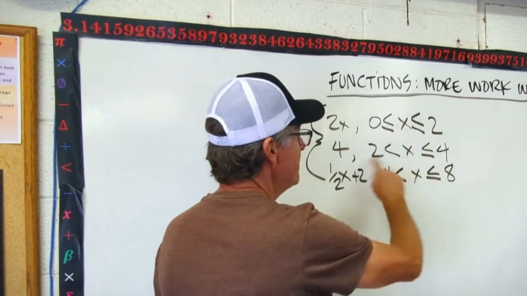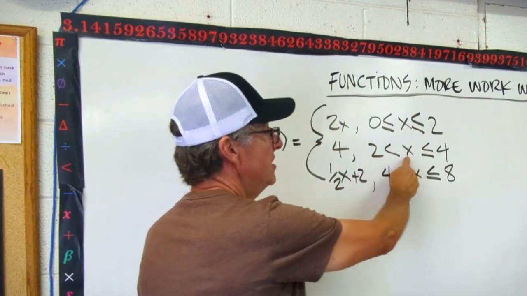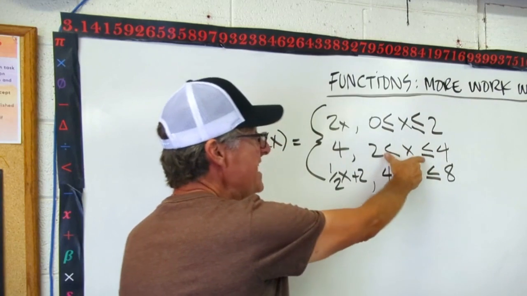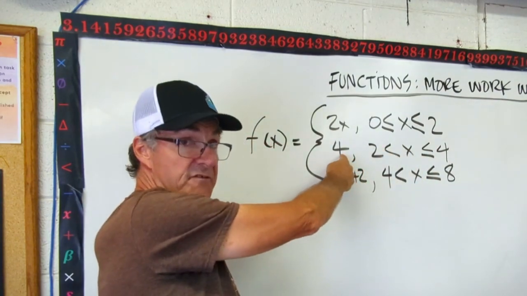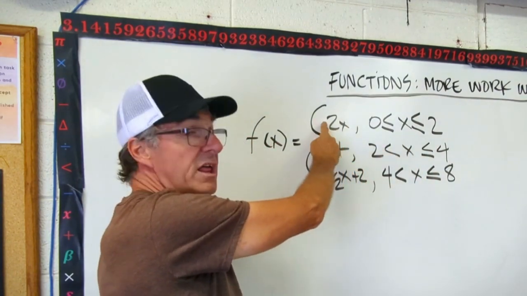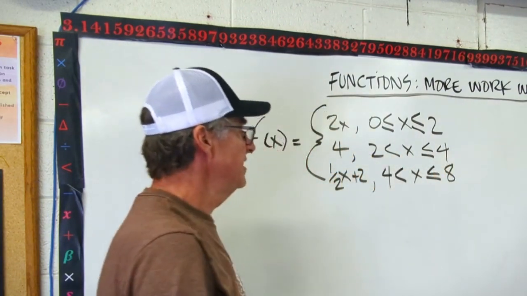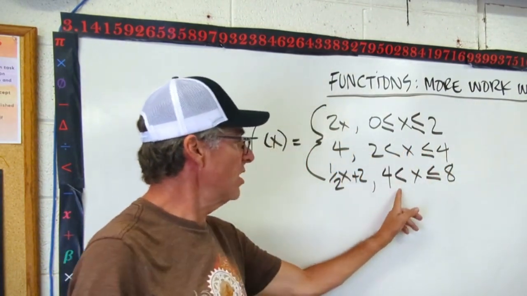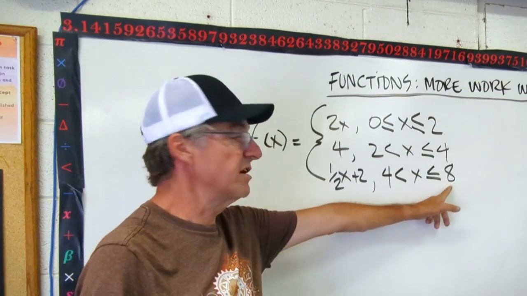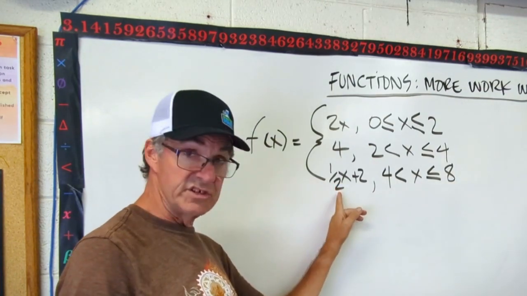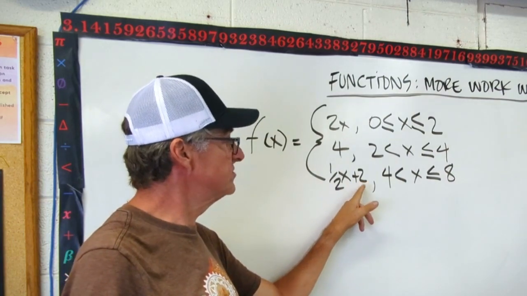Now as we move up, when x is greater than 2, but less than or equal to 4, then our function is f of x equals 4. So for a little while, it's 2x. Then it becomes 4. That's this range. And then finally, when we pass 4, when x is greater than 4, but less than or equal to 8, the function changes to 1/2 x plus 2.